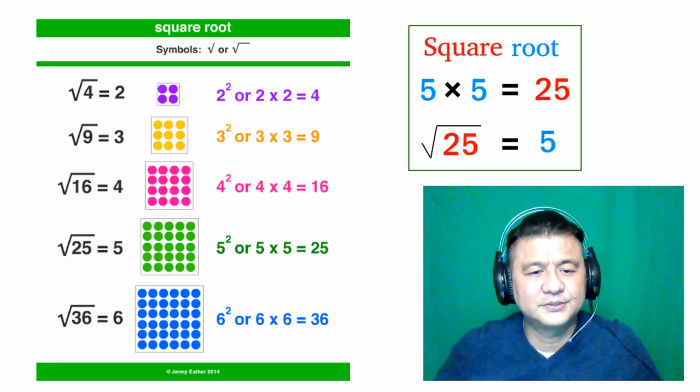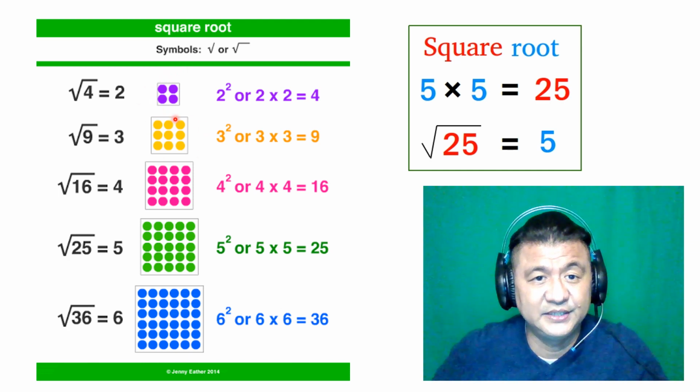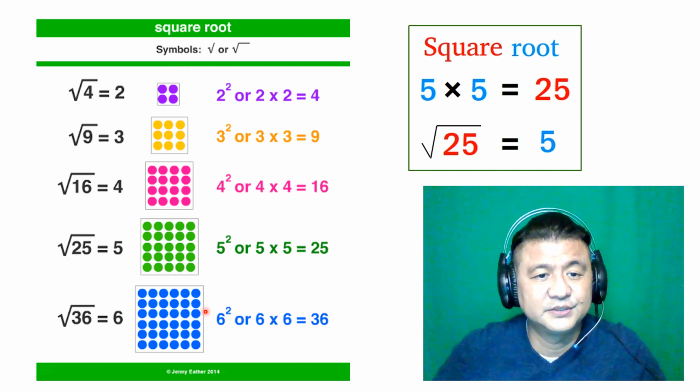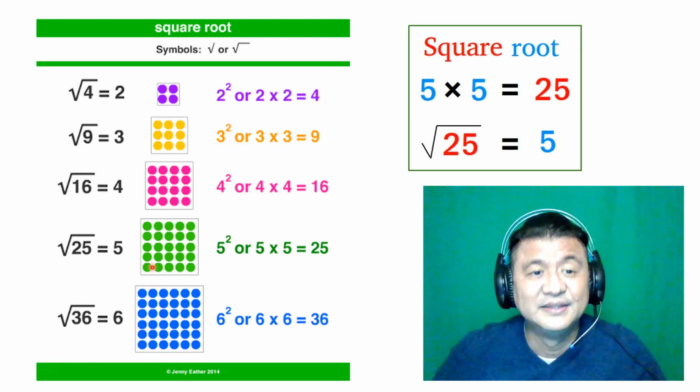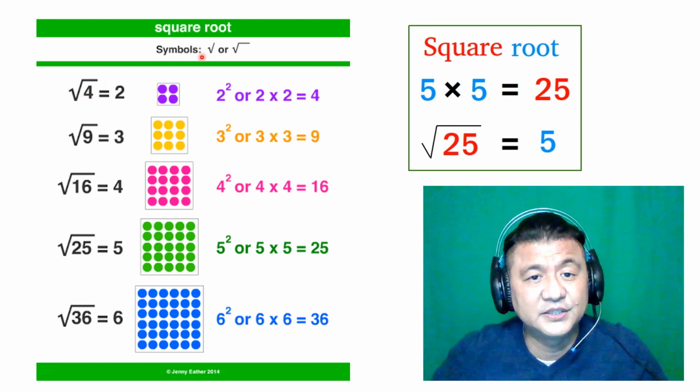All right, so let's start with square root. We learned the square numbers first, right? These are the square numbers: 4, 9, 16, 25, and 36. Why? Because 36 dots can make a square. Remember that. And check this out. The square root of 4, look at these symbols. These are the symbols that you're going to use. Sometimes it has a line at the top, sometimes it doesn't, but they mean the same.